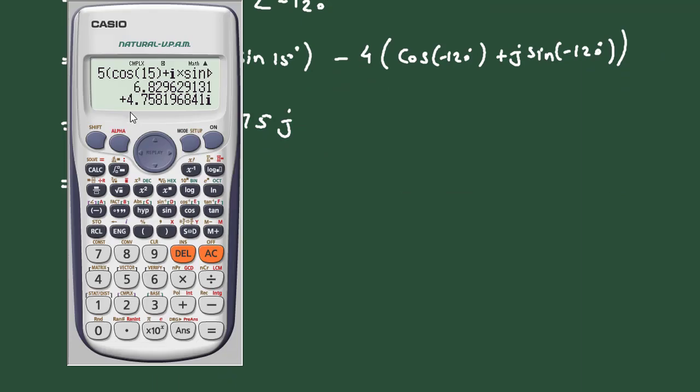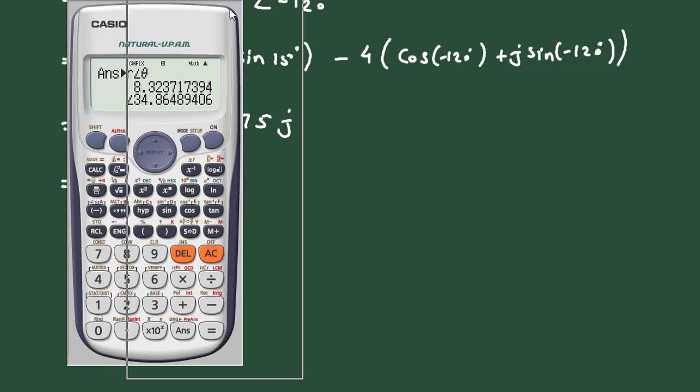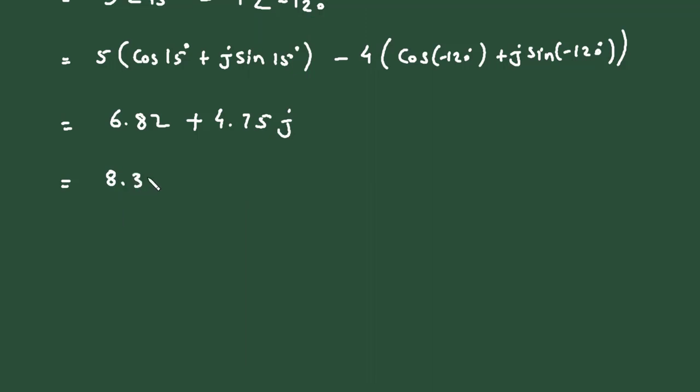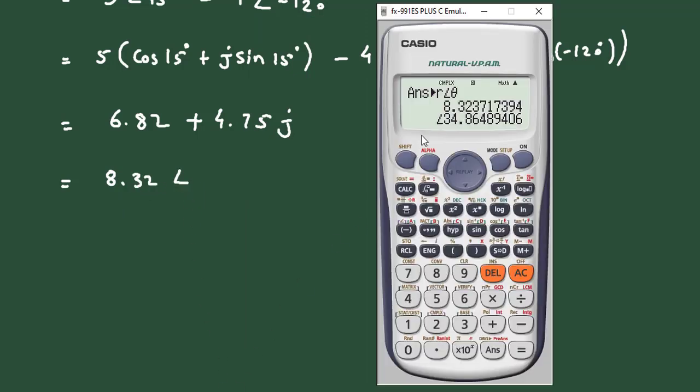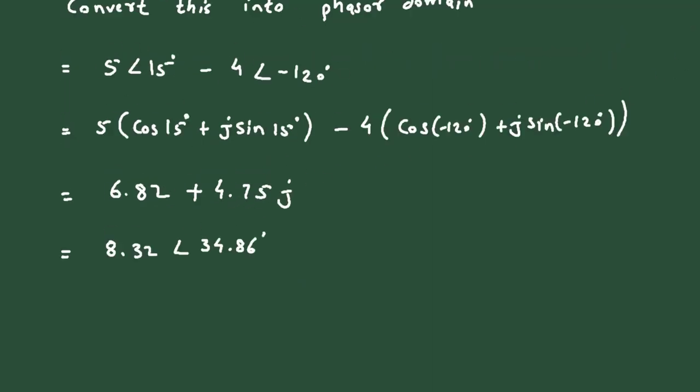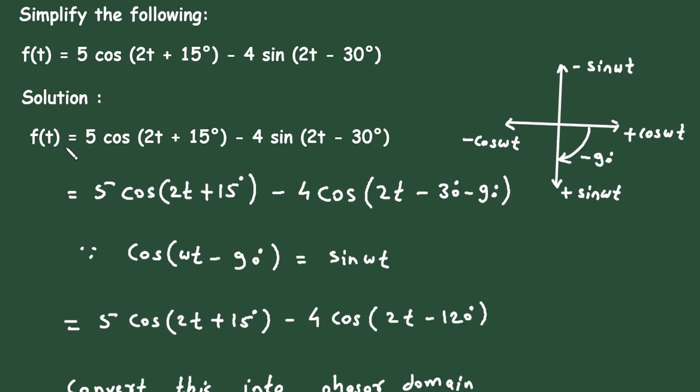We can directly convert this in calculator. So shift 2 3, so it is equal to 8.32 at an angle 34.86 degree. So this is the answer for f of t.